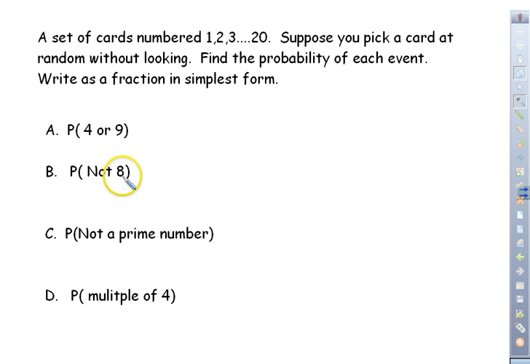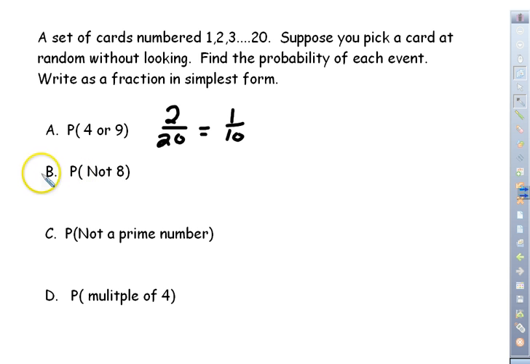All right, let's look at this first one, letter A. Probability of rolling a 4 or selecting a card, a 4 or a 9. Well, how many cards are there that have a 4 or a 9 on it? Well, there's just 2. There's a card that has a 4 and a card that has a 9. So 2 out of a possible 20 cards, which then reduces by dividing both of those by 2 to get 1/10.